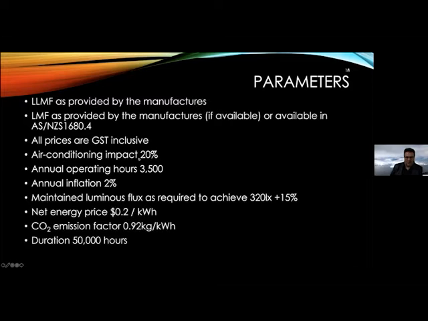I allow an air conditioning impact of 20%. What that means is that if you've got a lighting system which is producing a lot of heat as a waste product, this heat has to be removed from the building. The air conditioning system has to work harder in order to remove this heat from the building, and that impact is 20%. That means if I'm burning 1 kilowatt of power due to the electrical lighting system, 200 watts in addition has to be consumed by my air conditioning system.